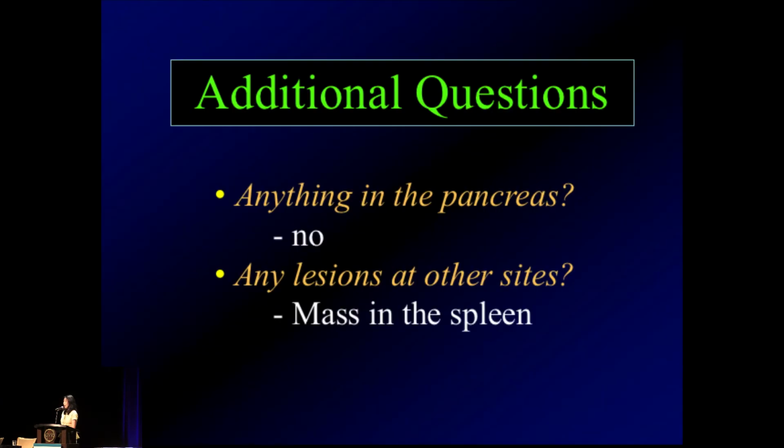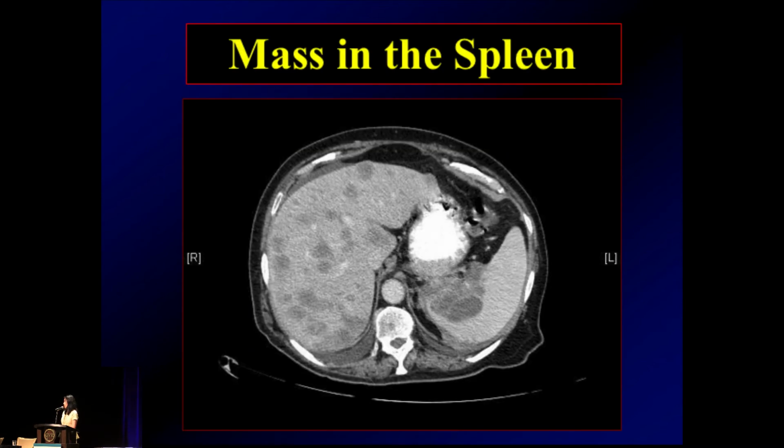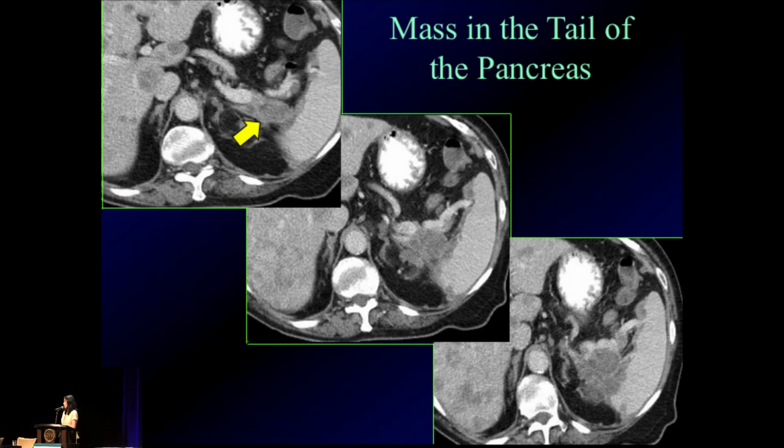So I asked my clinician, is there any lesion in the pancreas? The answer was no. But there's a mass in the spleen. And to me, this is very unusual. Spleen is not a common site for metastasis. So we look at the CT scan here. Obviously, there's a tumor in the spleen. But when you look at the serial sections, you see here's the pancreas, and there's a tumor at the tail of the pancreas, which is going into the spleen.